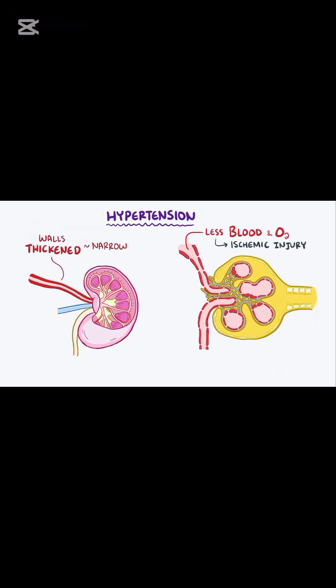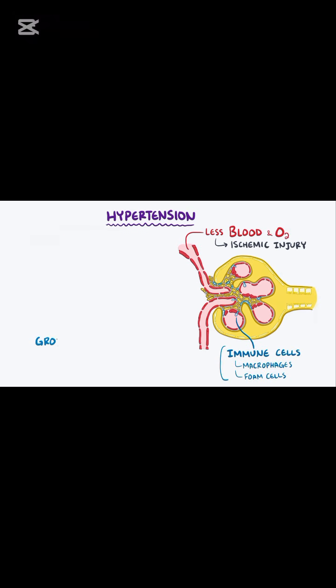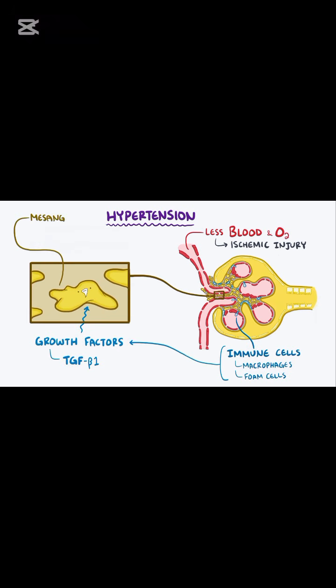nephron's glomerulus. Immune cells like macrophages and fat-laden macrophages, called foam cells, slip into the damaged glomerulus and start secreting growth factors like transforming growth factor beta-1, or TGF-beta1. These growth factors cause the mesangial cells to regress back to their more immature stem cell state known as mesangioblasts. And then those mesangioblasts secrete extracellular structural matrix.